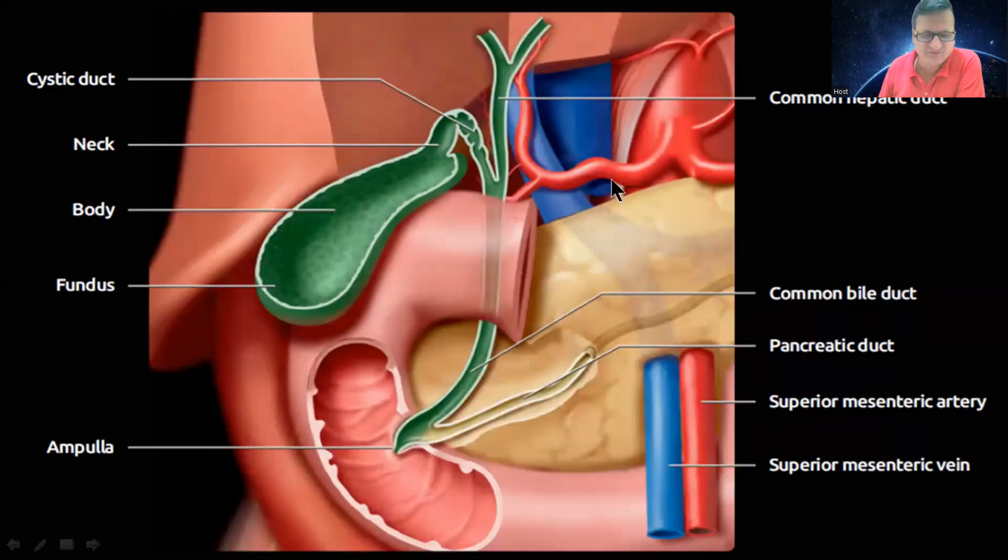This is also better seen here. This is the duodenum. Here will be the stomach. This is the duodenum, first part. This is the second part. So it is the supraduodenal part, retroduodenal part, pancreatic part, and the intramural part.